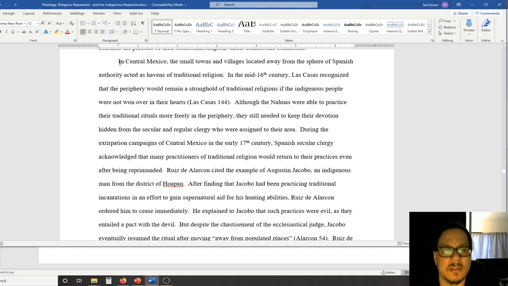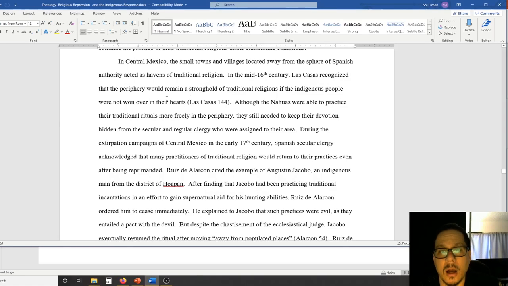All right, so topic sentence. "In central Mexico, the small towns and villages that were located away from the sphere of Spanish authority acted as havens of traditional religion." Okay, so that's my claim. I'm stating it out there like it sounds like a fact, but really, it's a claim that I have to prove by showing you evidence.